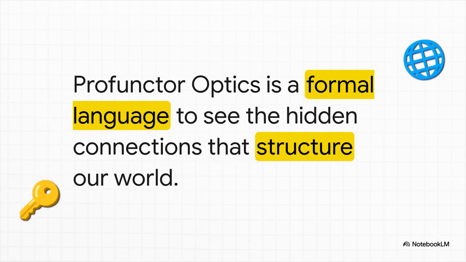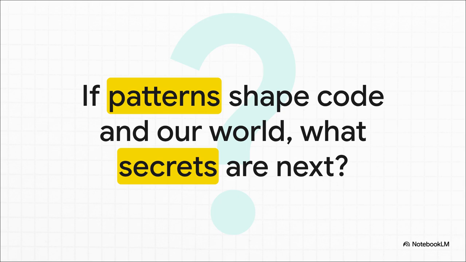So if you take away one thing, let it be this. Profunctor optics isn't just a neat idea. It's a new language, a formal, precise language that gives us the power to finally see and to talk about the invisible connections that secretly structure our code, our technology, and maybe even our entire world. And that leaves us with a pretty big question to chew on, doesn't it? If the very same patterns are shaping our computer code and our world, you have to wonder, what other profound secrets are still out there, just waiting for us to invent the right lens to finally see them?